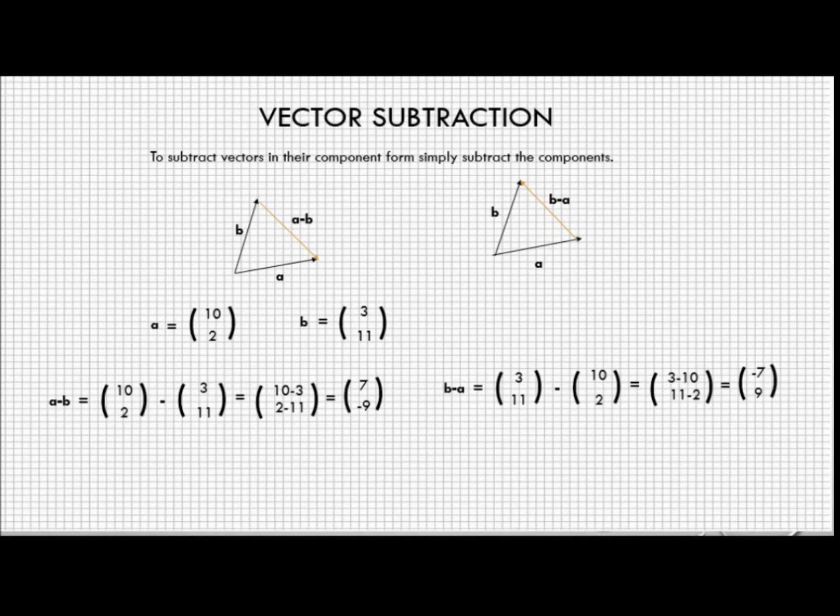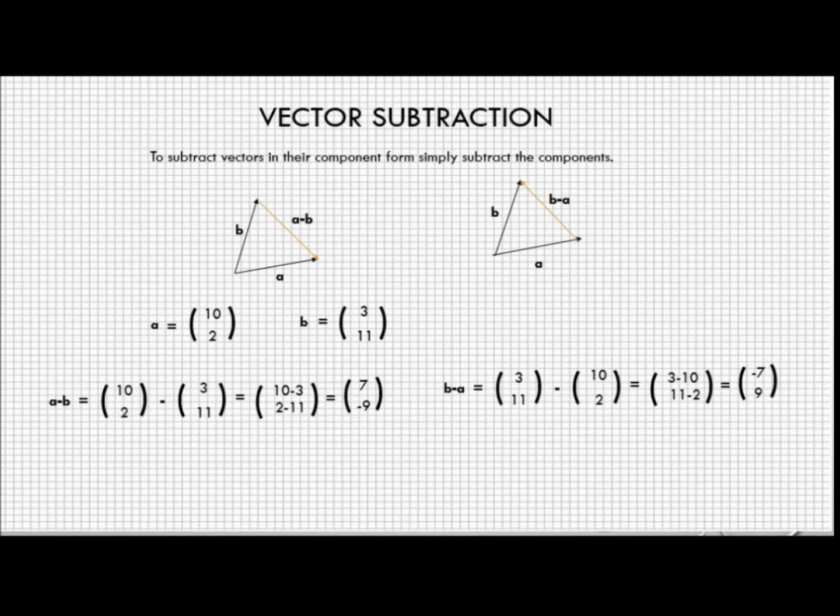And just like with addition, to subtract vectors in their component form, just subtract the components. However, unlike addition, subtraction of vectors is not associative and it is not commutative. In this respect, they're exactly the same as scalar subtraction. When you subtract two scalar numbers, they're not associative and they're not commutative. It really does matter which way round you subtract them, and that's exactly the same with vector subtraction.